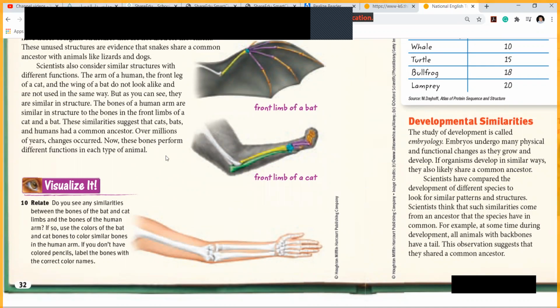The bones of the human arm are similar in structure to bones in the front limbs of the cat and bat. These similarities suggest that the cat, bats, and humans had a common ancestor. Over millions of years, this is all just imagination, my girls. Over millions of years, change occurred. Now, these bones perform different functions in each type of animal.